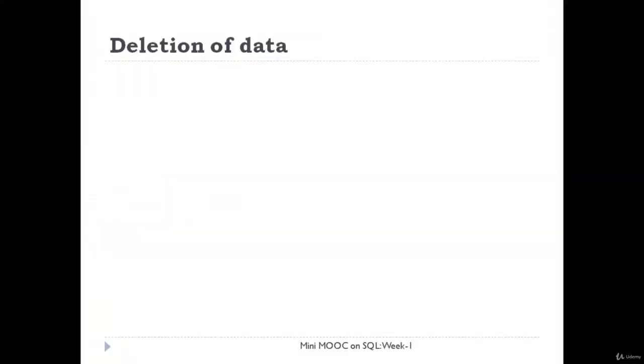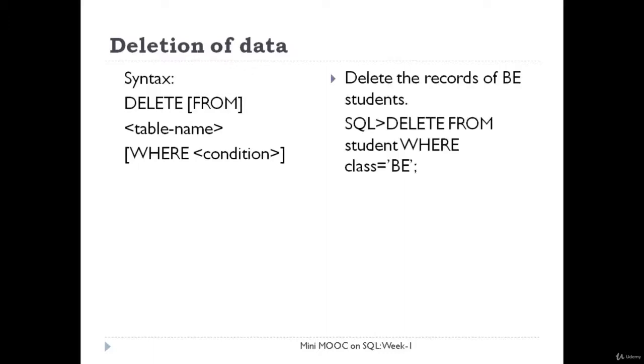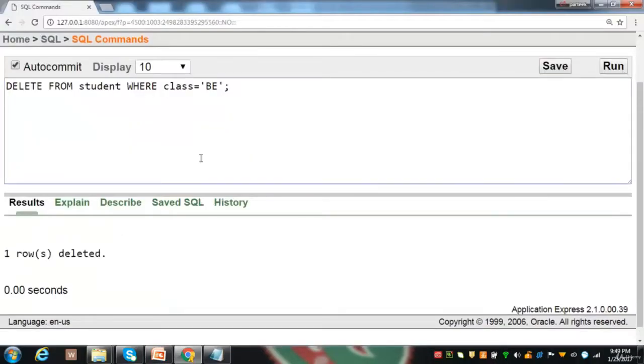Now it is time to delete some unwanted data from the table. For this, we can use the delete statement and its syntax is delete from table name where condition. Here from and where are optional. To remove the record of the BE student, we can use delete from student where class equal to 'BE'. Let us execute this statement to check its result. So here one row has been deleted and we can use the select statement to verify its result.